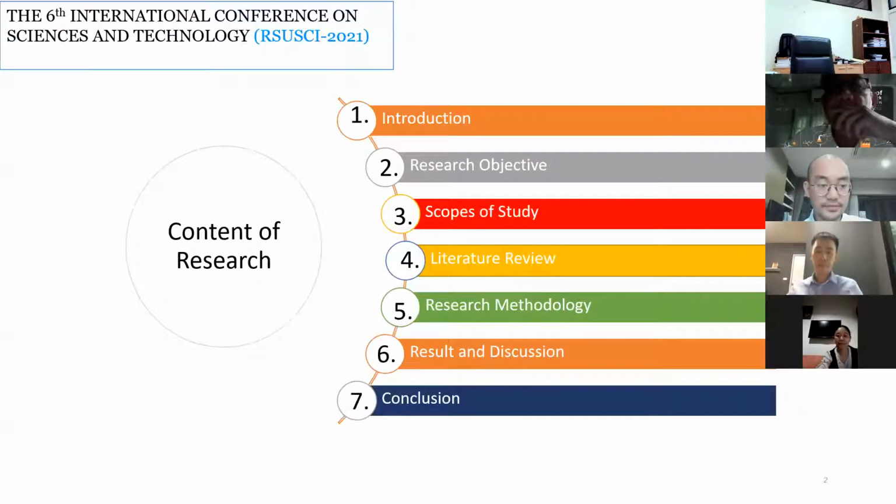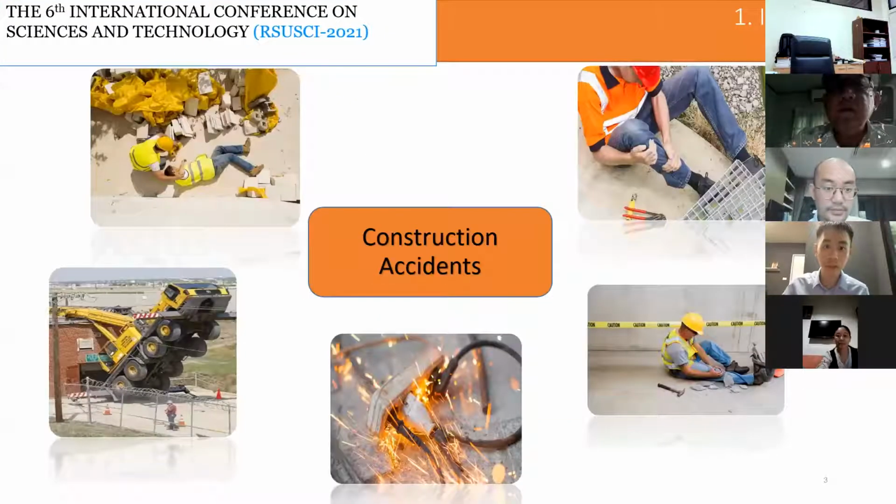Okay. So there are 7 contents or results for today. Let's start with the first topic, which is the introduction. Accidents are common in all industries, but the highest number of accidents is in the construction industry, because many construction workers are often exposed to hazards such as fall from height, electrocution, slip and trip, and so on.